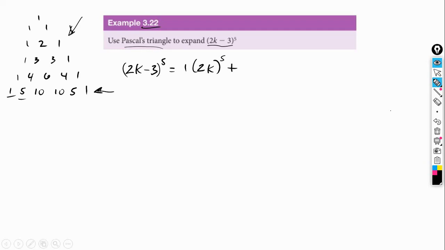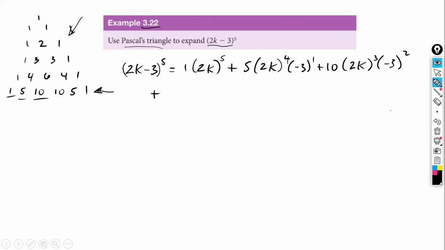So the first one was 1, the next one was 5. So 5, and then it's going to be 2k to the power of 4. And then negative 3 will be to the power of 1. Okay, so the next one, plus 10, the next coefficient, and then 2k will now be to the power of 3, and negative 3 will be squared.